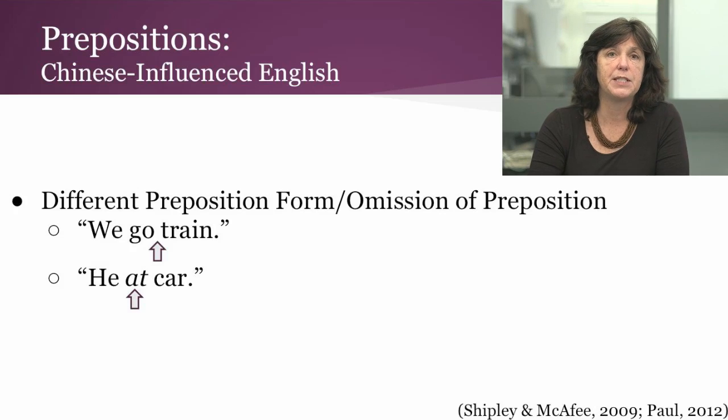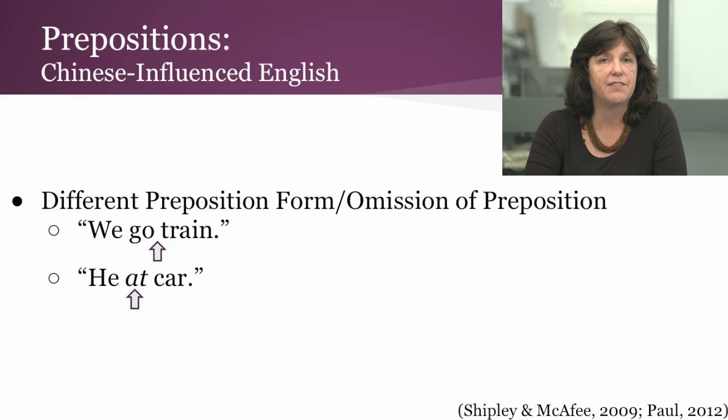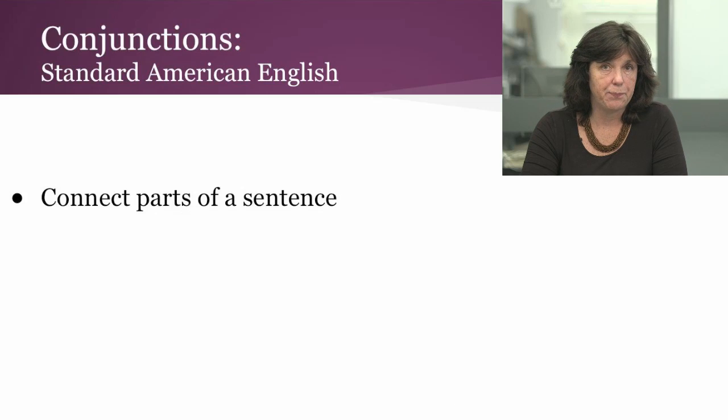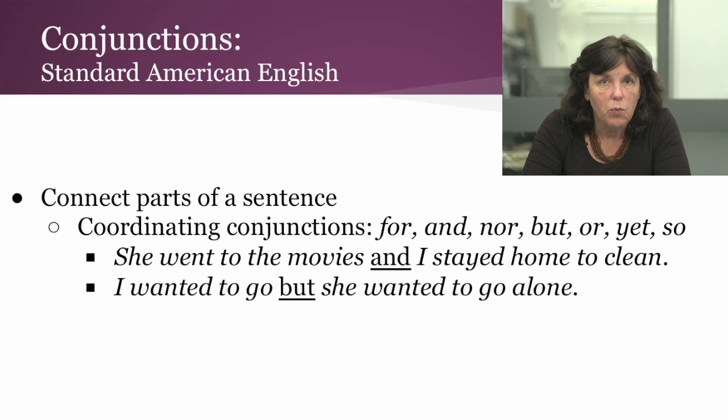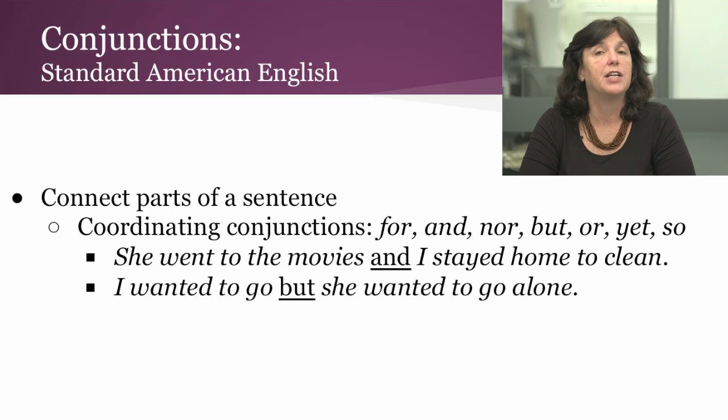In Chinese-influenced English, however, you might see use of a different pronoun like at instead of in, as in, "he at car." Now, let's move on to conjunctions. A conjunction connects parts of a sentence. We have coordinating conjunctions which conjoin two phrases, such as, "she went to the movies and I stayed home to clean," or "I wanted to go but she wanted to go alone."